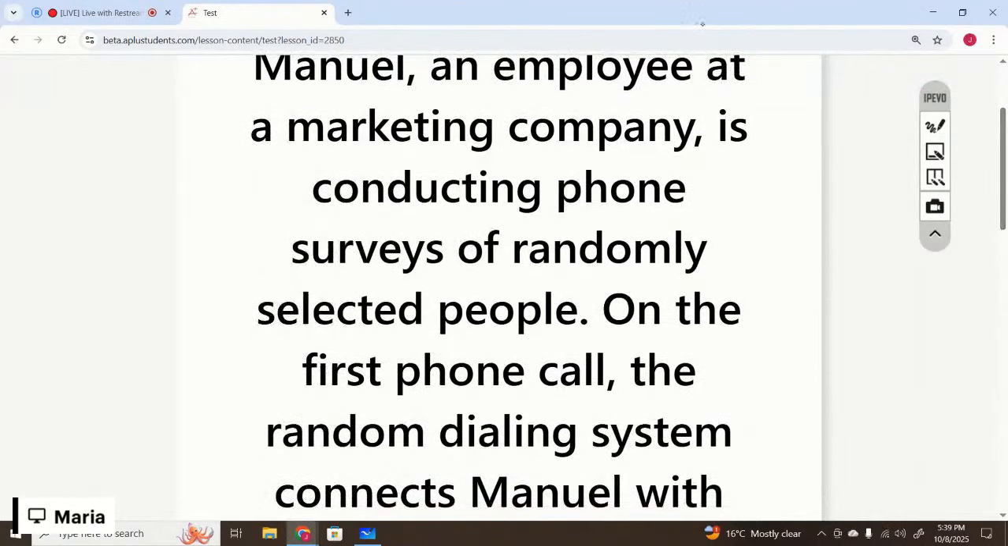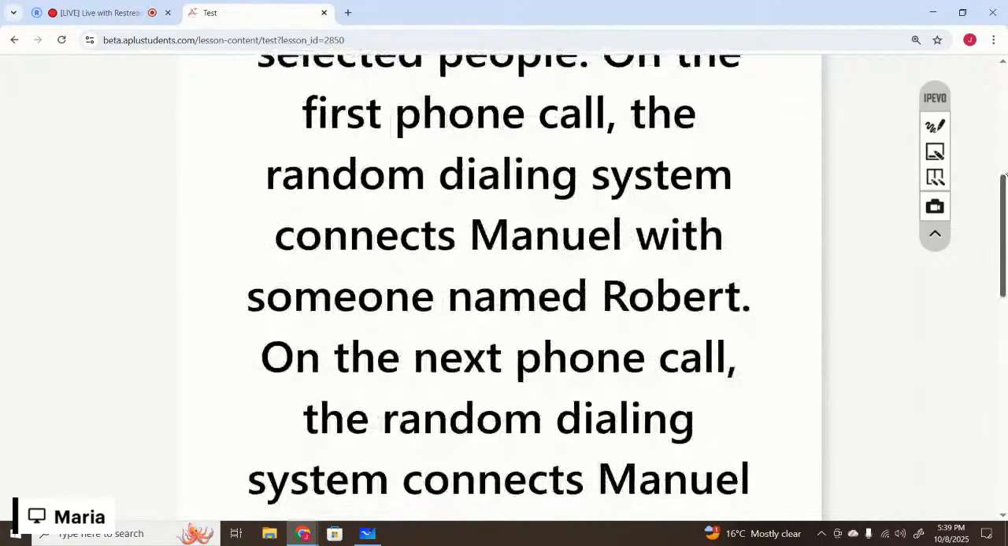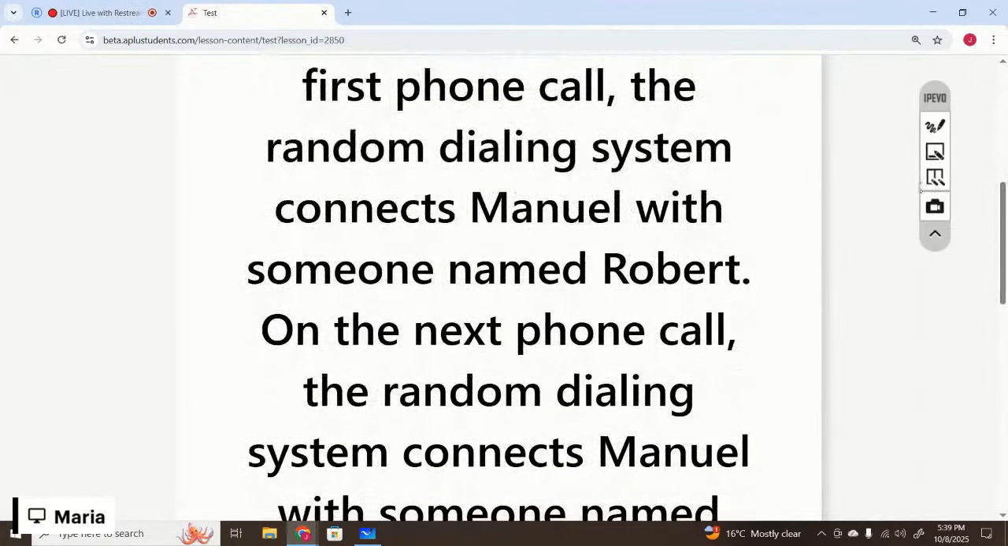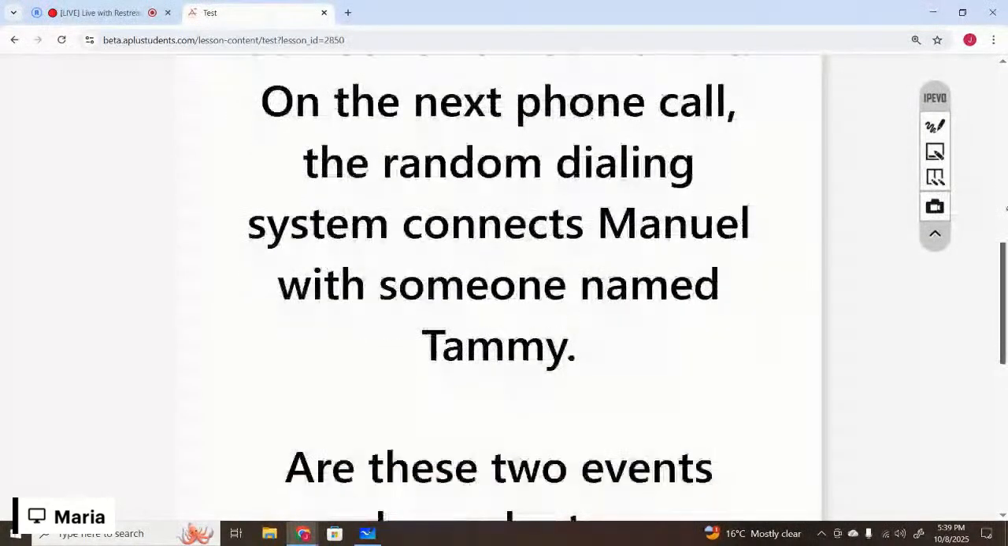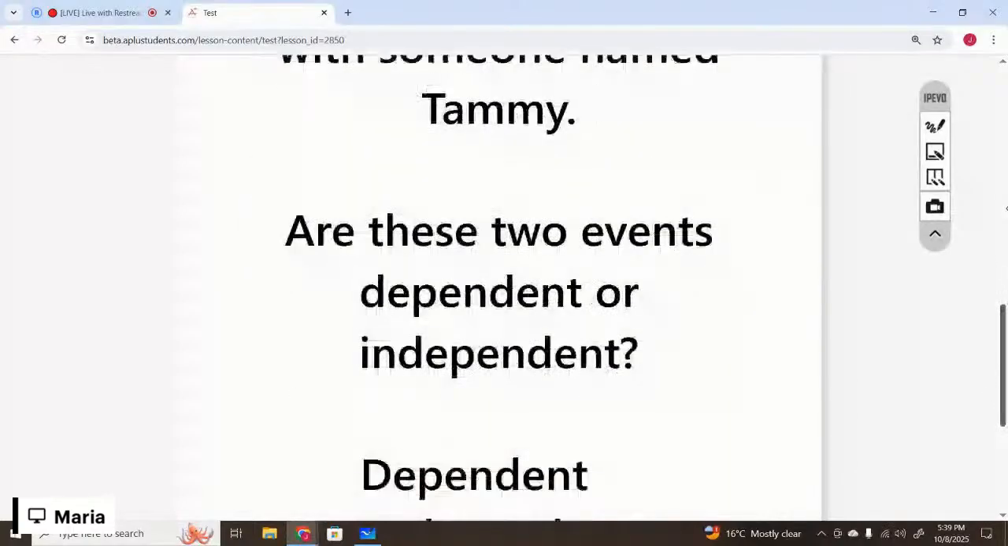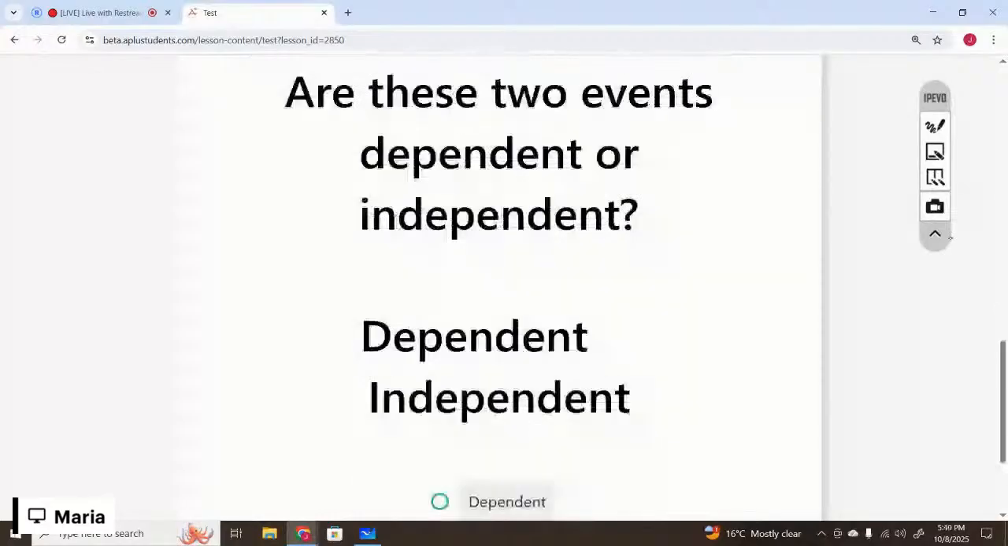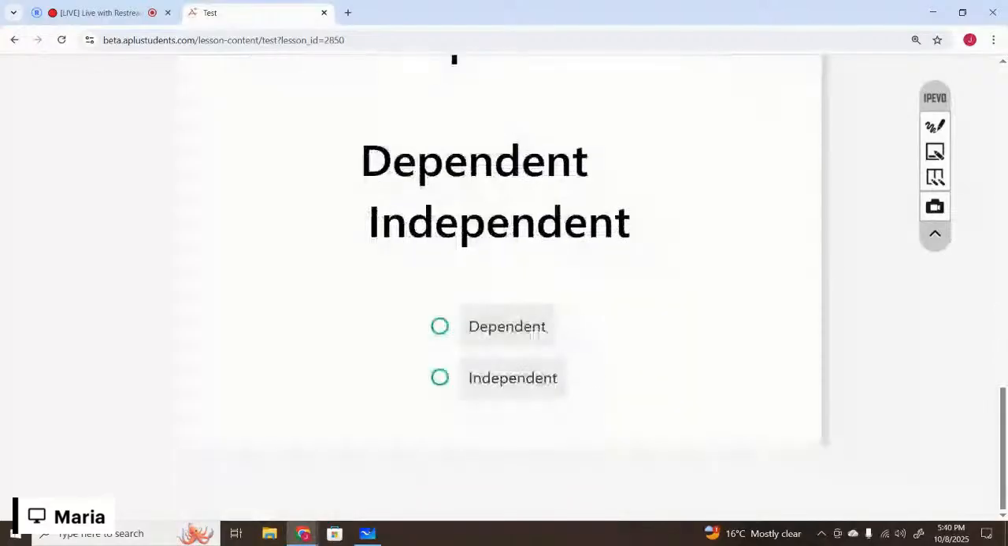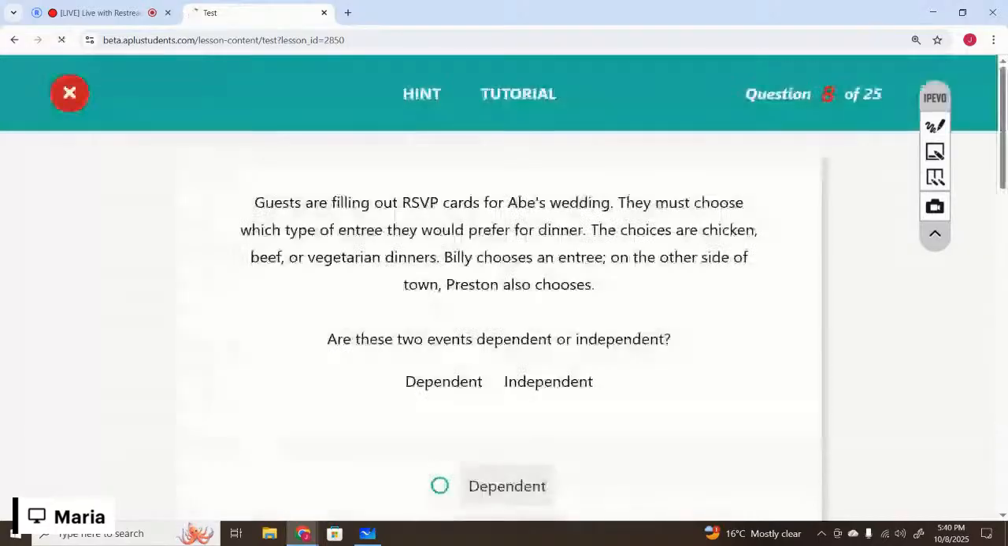Manuel, an employee at a marketing company, is conducting phone surveys of randomly selected people. On the first call, the random dialing system connects Manuel with someone named Robert. On the second phone call, the random dialing system connects Manuel to someone named Tammy. Are these two events dependent or independent? They are independent events because the system is calling randomly. Okay, you can complete the lesson by yourself later today.